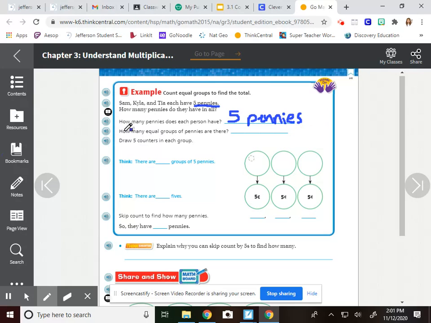The next question asks, how many equal groups of pennies are there? Equal groups. Well, how many people are there? Sam, Kyla, and Tia. 1, 2, 3. So there are 1, 2, 3 people, which means there are 3 equal groups.